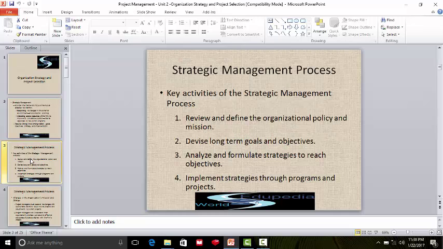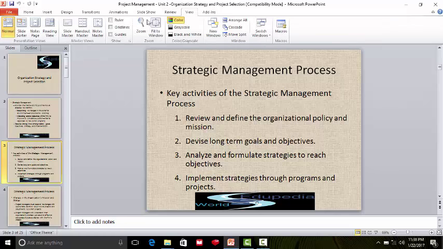So, what are the key activities of the strategic management process? First is to review and define the organizational policy and mission. So, you look at the organizational policy and mission and review them. Then devise long term goals and objectives, defining the long term goals and objectives for the organization. Then analyze and formulate strategies to reach objectives.